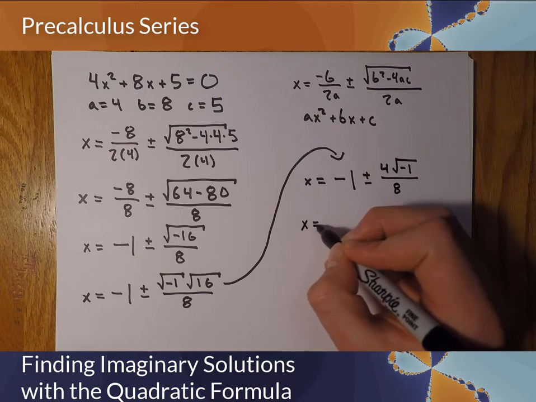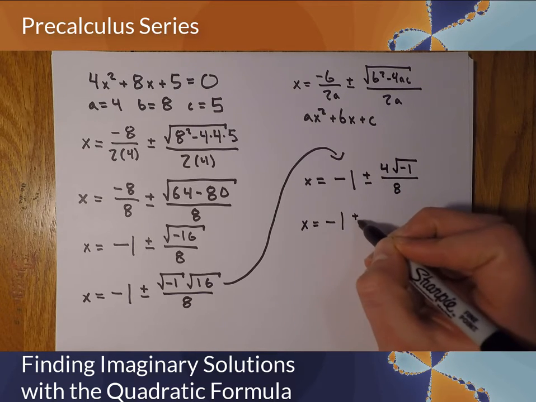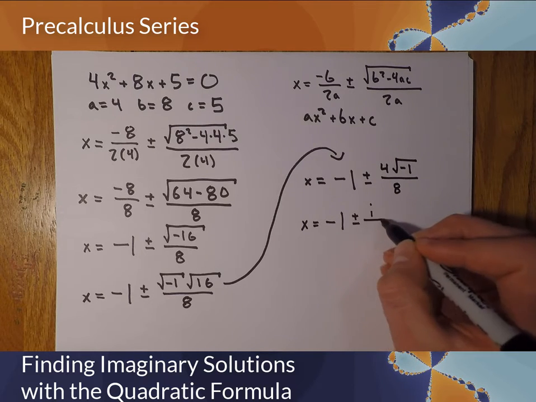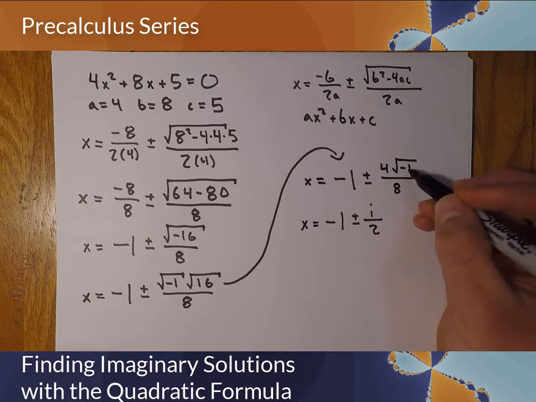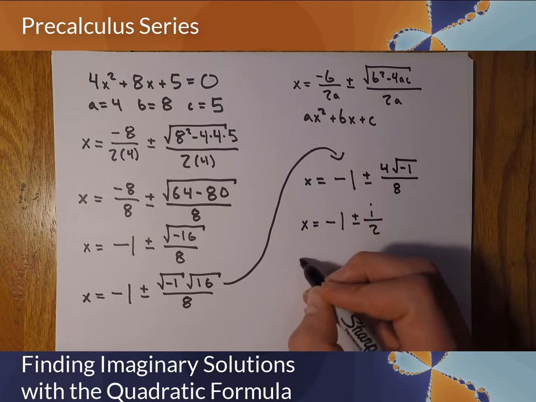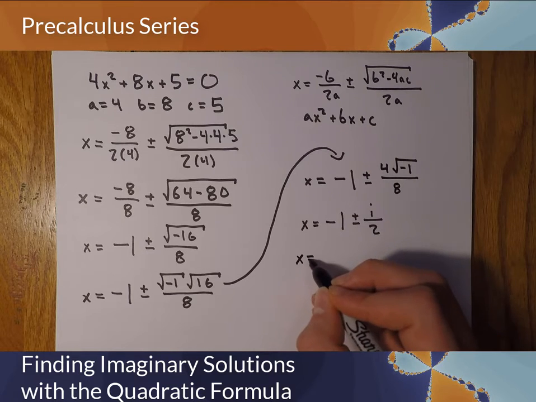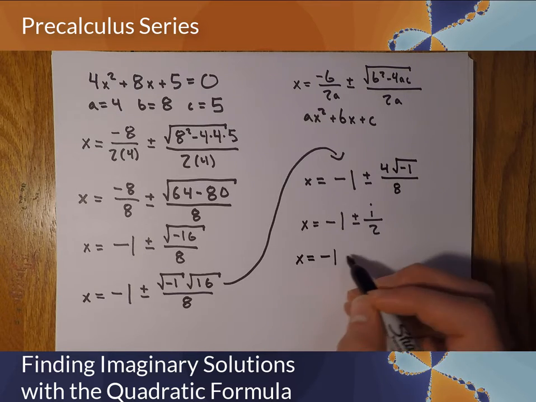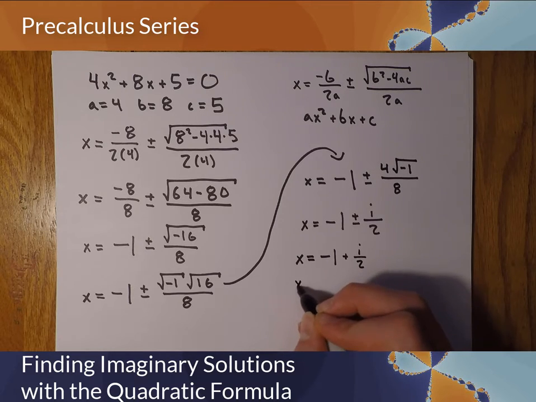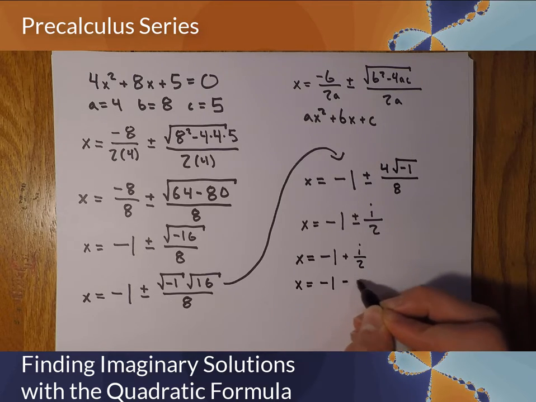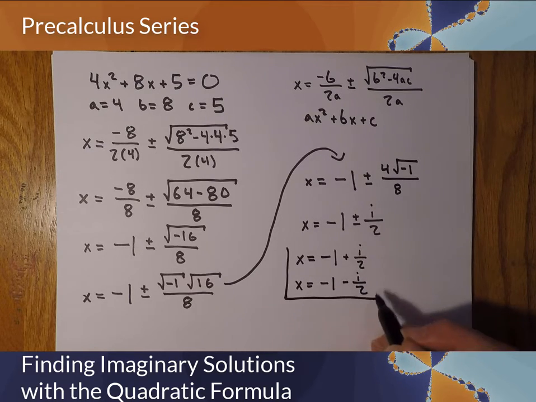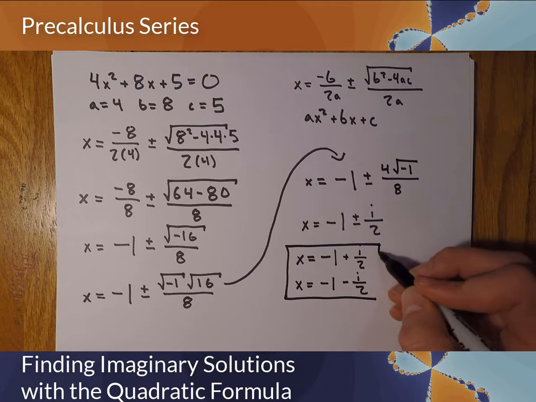And then we can just take this one more step, and you can rewrite this as i over 2, because i comes from the square root of negative 1, and 4 over 8 is 1/2, so i over 2. So our two solutions are x equals negative 1 plus i over 2, and our other solution is x equals negative 1 minus i over 2. So here are our two solutions with imaginary numbers.